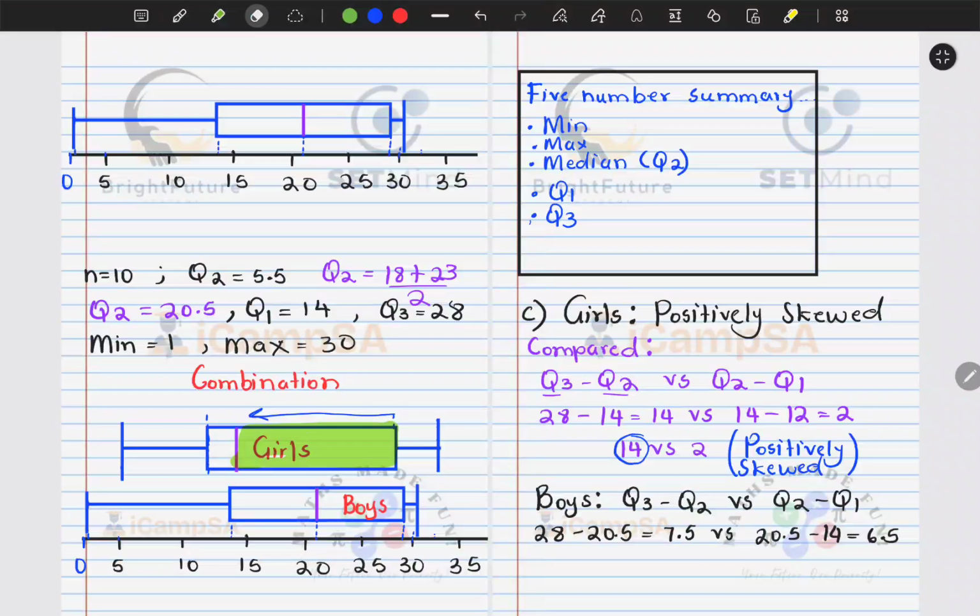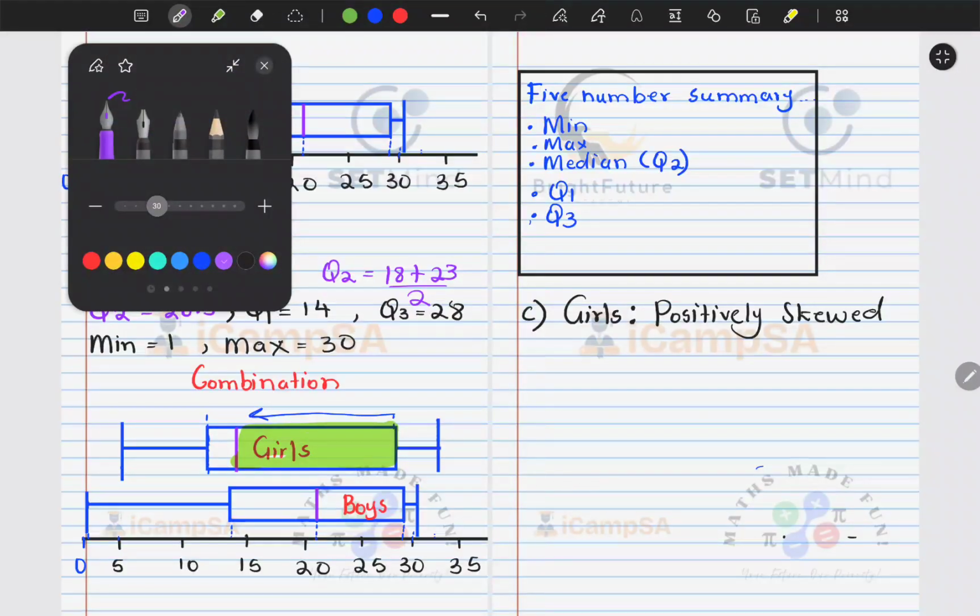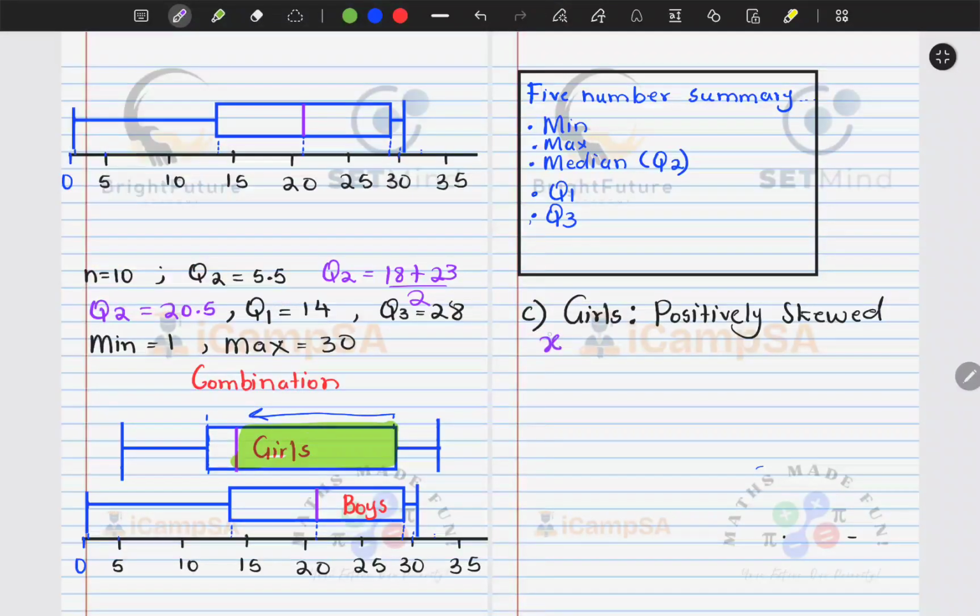So these are both positively skewed. But what I want to do is let's have a look at this using the mean. From the box and whisker for the girls, it was just pretty obvious. But what I'm going to do is I'm going to have a look at the mean. And this is for girls. Okay. So if you go and calculate the mean for girls, you'll see that it will become 17.7.